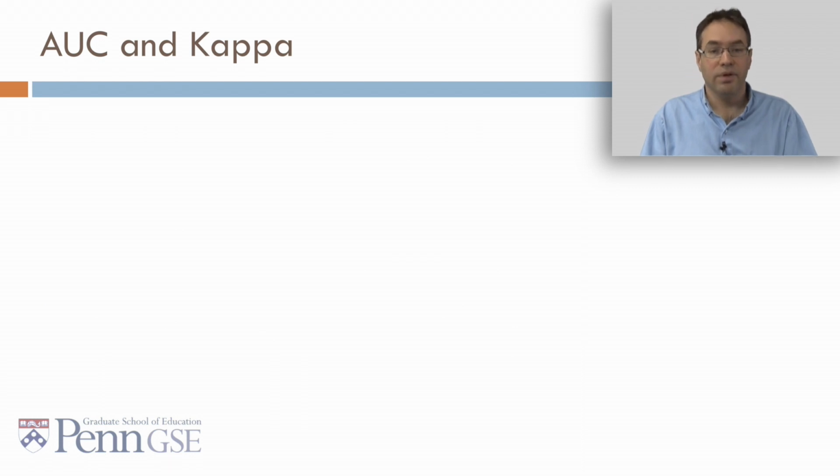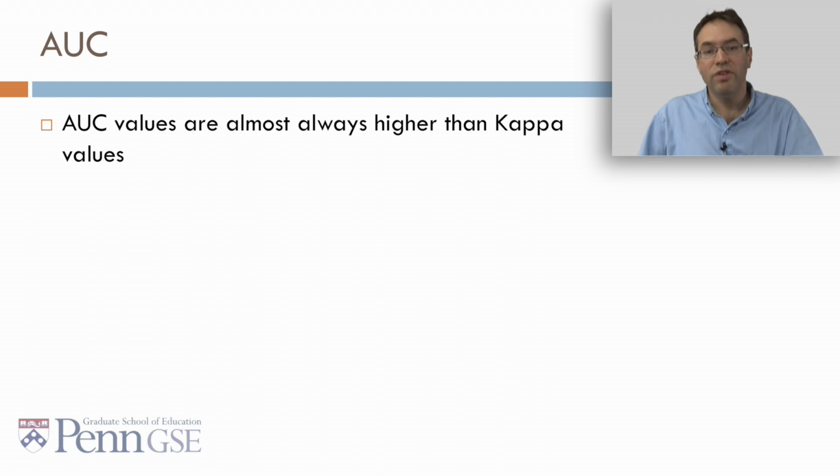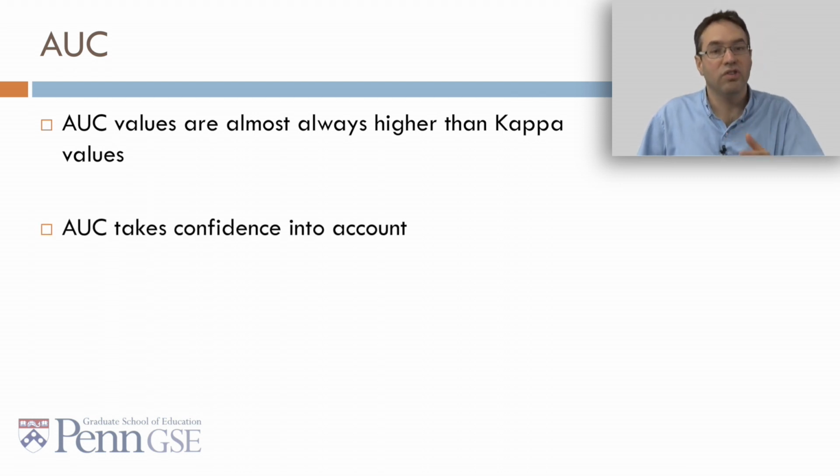AUC and kappa. Want to make a quick comparison. AUC is more difficult to compute, and it only works for two categories without complicated extensions. But it's got some benefits. First of all, the meaning is invariant across datasets. An AUC of 0.6 is always better than an AUC of 0.55, regardless of your dataset. And it's easy to interpret statistically. You can even do statistical significance tests. AUC values are also almost always higher than kappa values. That's because AUC takes confidence into account and kappa doesn't.